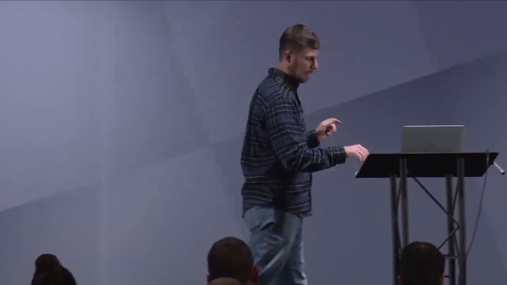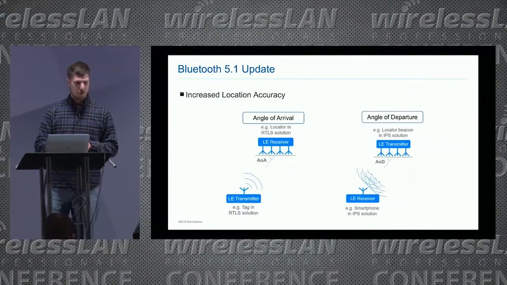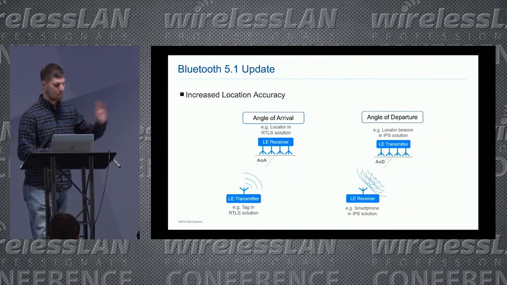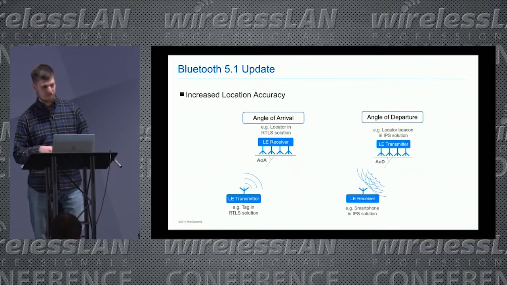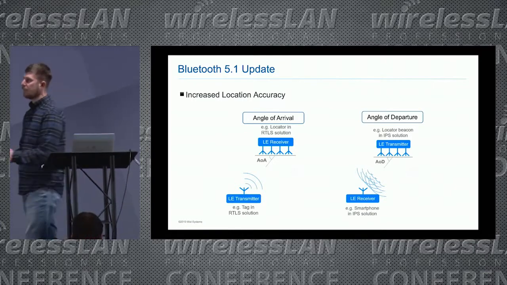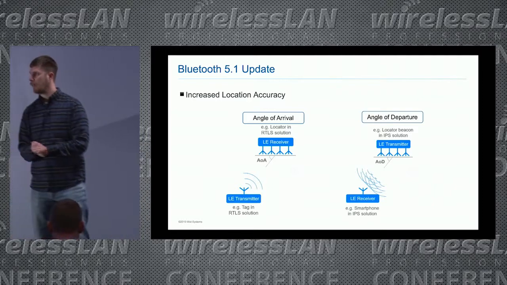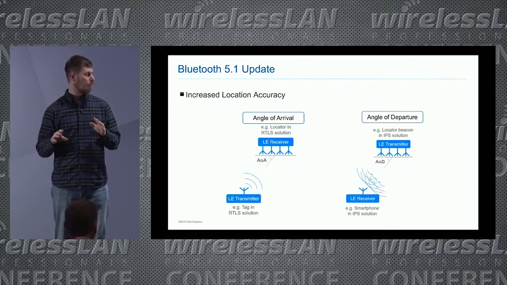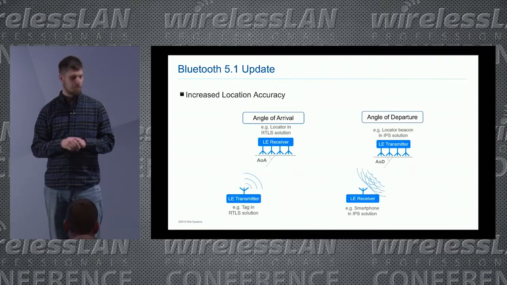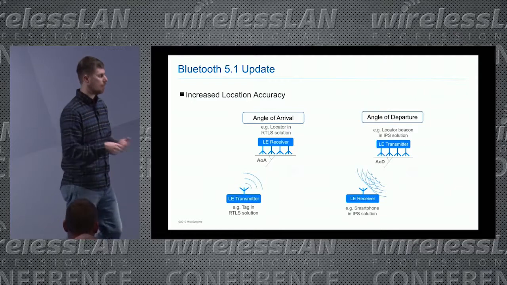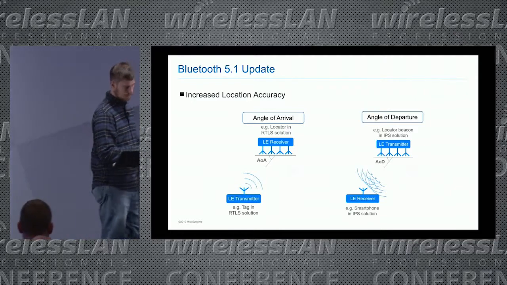Anyway, let me just talk quickly about what's new in Bluetooth. The latest rev of Bluetooth is 5.1. That'll start coming out mid-year. But its main focus is on increased location accuracy. This includes both angle of arrival and angle of departure implementations for improved location accuracy. They're talking sub-meter accuracy. We'll see what that looks like, but just something to keep on the radar.